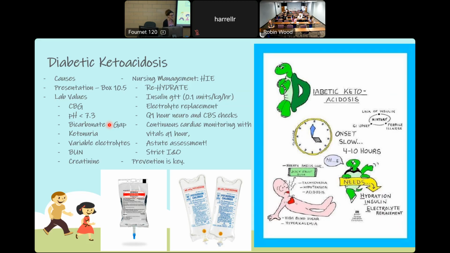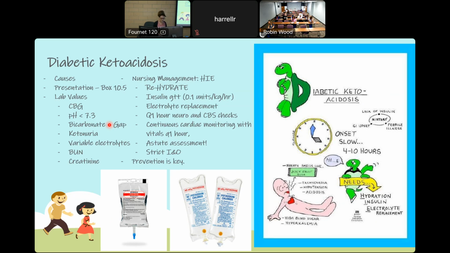And then, provider preference, whether or not they're NPO. If we're not worried about them vomiting and aspirating, some doctors will let them eat and or drink while they're on the insulin drip because they're covered, right? Others, not so much. They'll starve them. But it's provider preference, and also dependent on the patient and the situation as well.